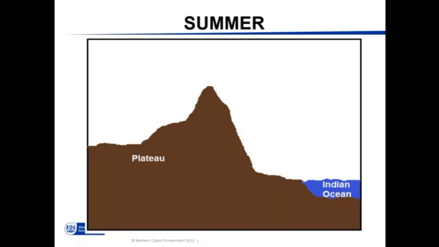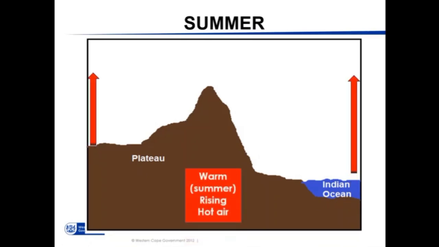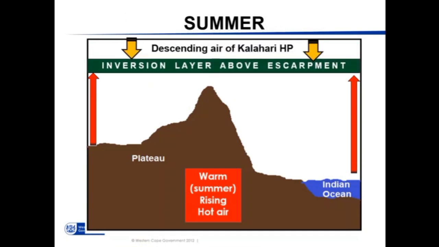The plateau during summertime gets summer. Now the heat hits the surface of the earth, and we say warm air rises. Look on the Indian Ocean side, also air rises. But now if that air rises, what will happen with the inversion layer? The inversion layer is now higher than the escarpment. So now it is pushed up almost 500 meters above the escarpment.